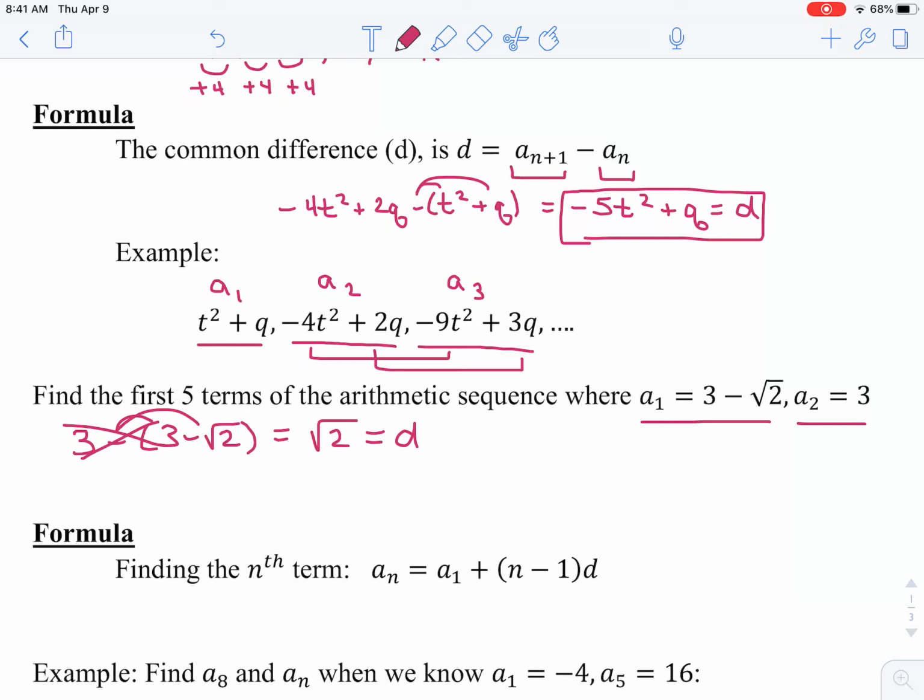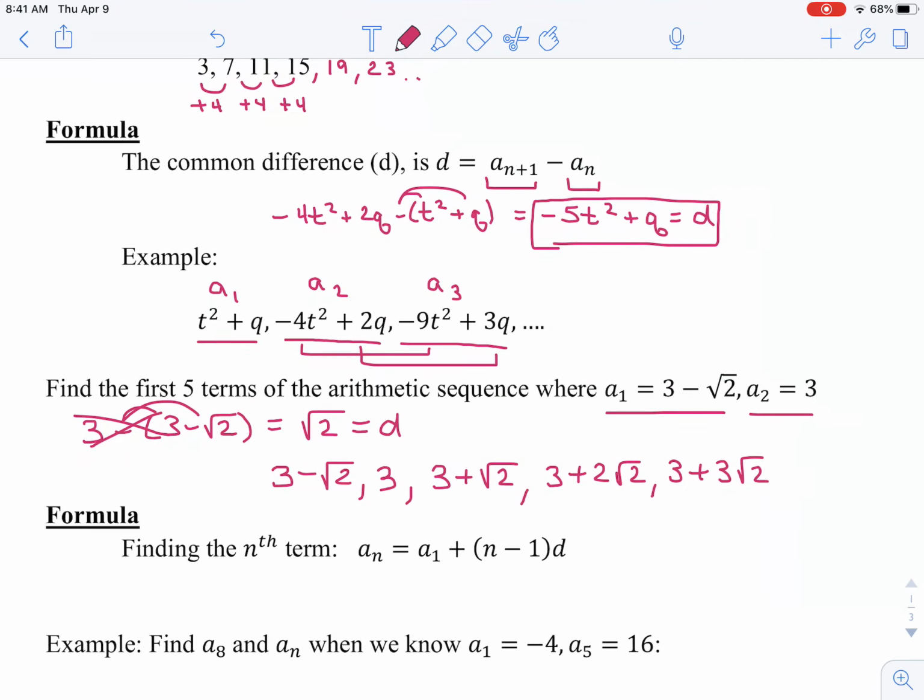That's your common difference. So if we're going to list our terms, the first term they gave us, 3 minus root 2. The next term they gave us was 3. And as you can tell, that's adding a root 2. And then we're going to add root 2 again. So 3 plus root 2. And then this is where, remember our rules with radicals, we don't add the insides together. If I add another root 2, I just have 2 of them. So 3 plus 2 root 2. And then 3 plus 3 root 2. And we could just keep going on as long as we wanted, but they just wanted the first 5 terms.